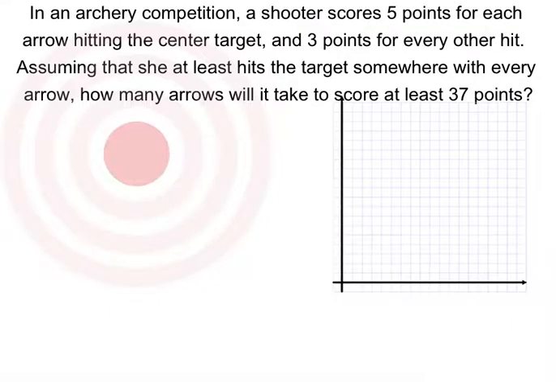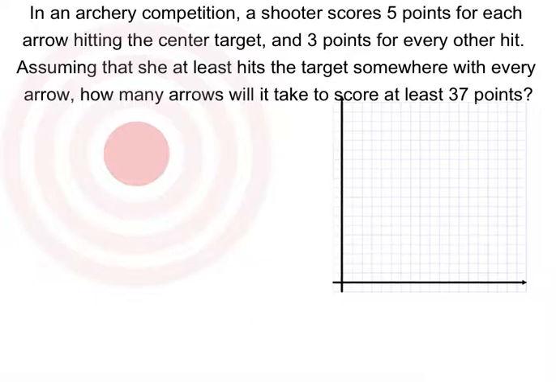The first example states, in an archery competition, a shooter scores 5 points for each arrow hitting the center and 3 points for every other hit. Assuming that she at least hits the target somewhere with every arrow, how many arrows will it take to score at least 37 points? So to do this, what we have to do is first decide what our variables are.